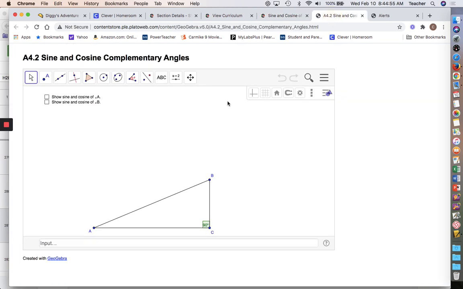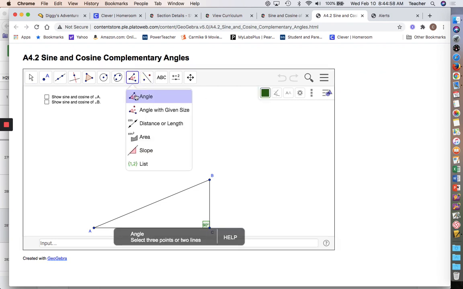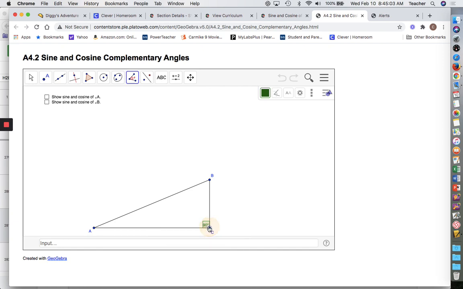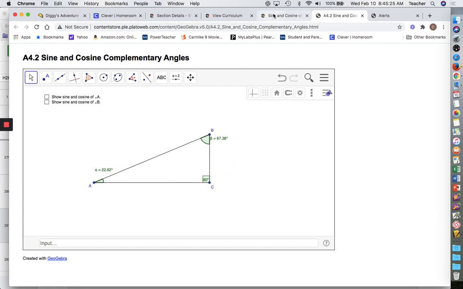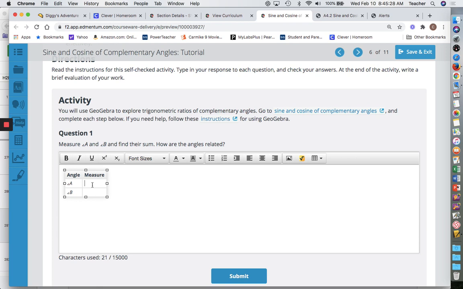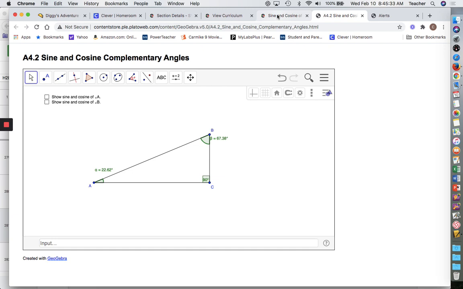All right, so let's find angle A and angle B. So come up to your angle icon, select angle. So remember, to find angle A, you got to do in a clockwise motion. So click on C, A, B, and we got 22.62. To find B in a clockwise motion, you got to click on A, B, C. So move this so you guys can see. I got 22.62 and 67.38. So angle A, 22.62, and angle B, 67.38.